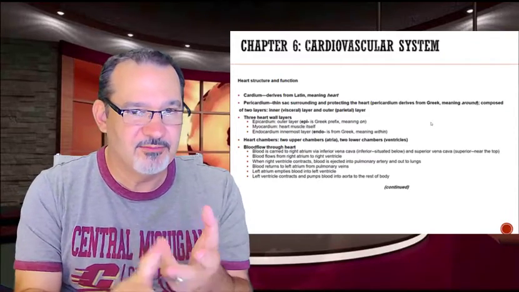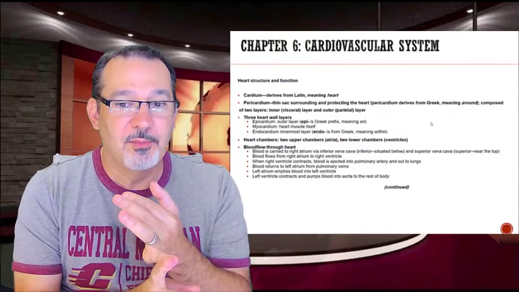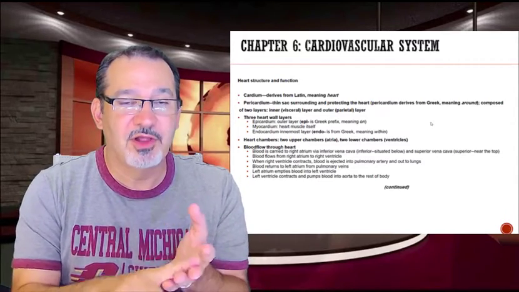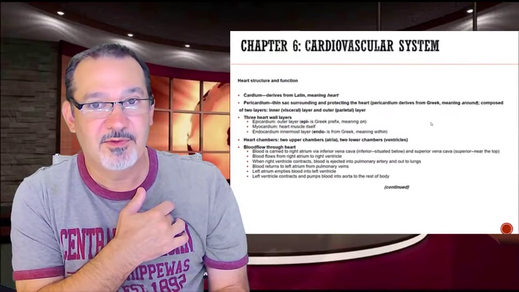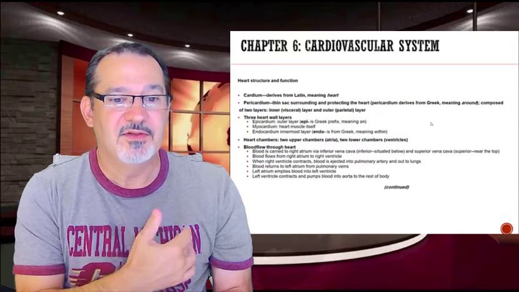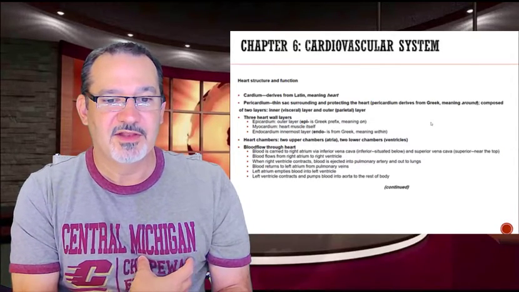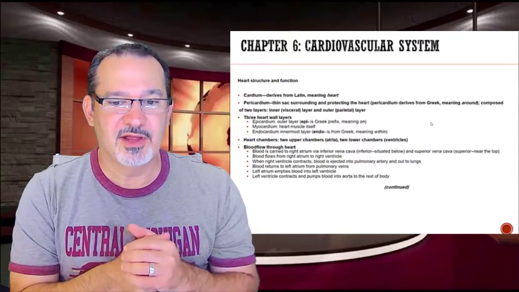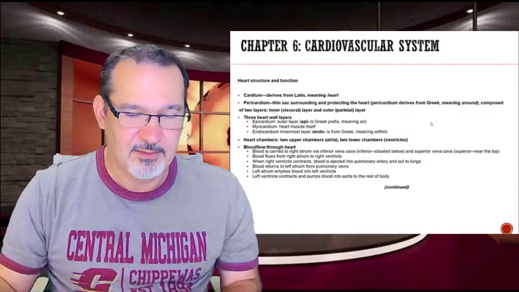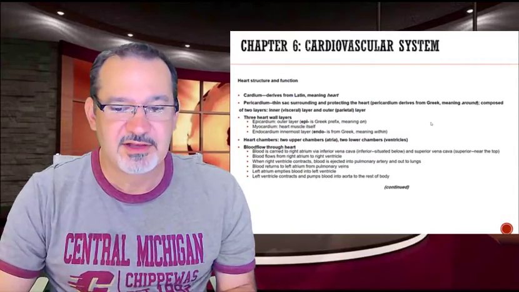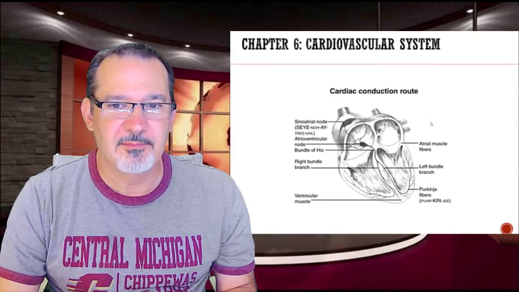Okay, so right atrium to right ventricle through the pulmonary artery out to the lungs. Blood returns to the left atrium from the pulmonary veins, and then the left atrium empties into the left ventricle, and then the left ventricle contracts and pumps blood into the aorta to the rest of the body. So it's kind of like this circular kind of system, okay? So there's a good diagram.